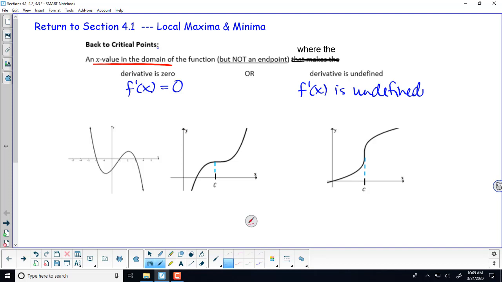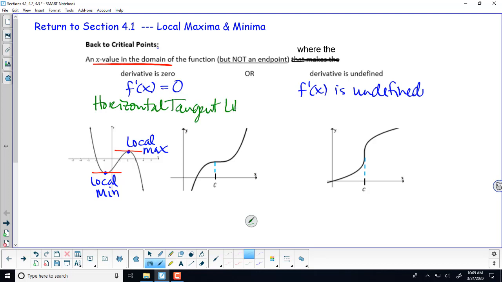Okay, so if you recall, here we have a local min, and here we have a local max, and the derivative is 0. Remember, the derivative calculates the slope of the tangent line at those 2 points, and if the slope is 0, we have a horizontal tangent line. So we're looking for those places where we have a horizontal tangent line.